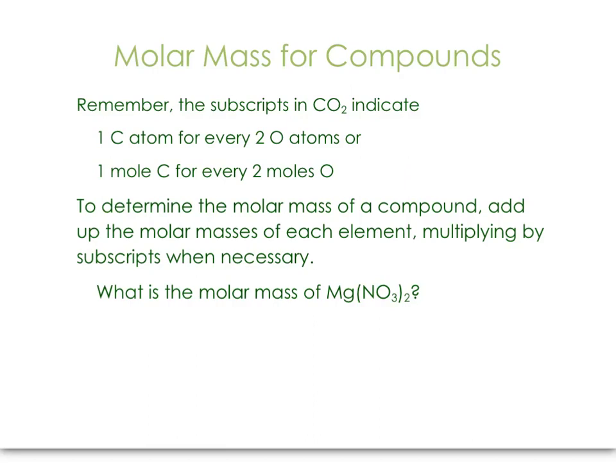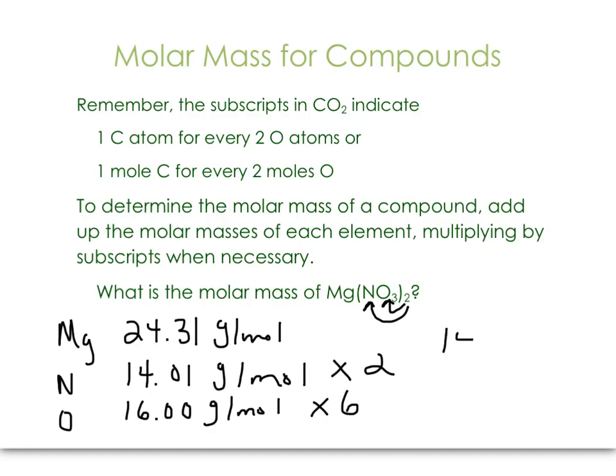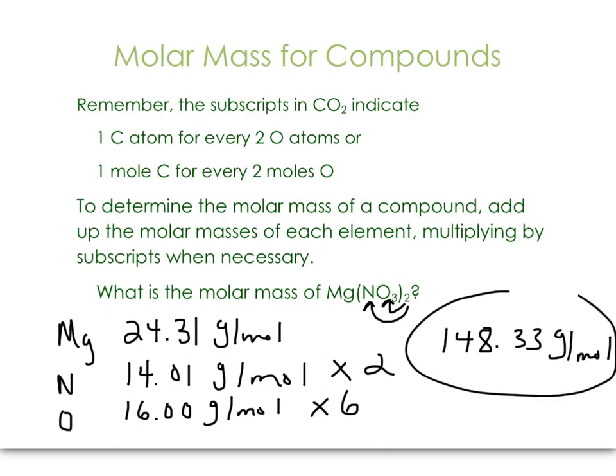So for example, what is the molar mass of magnesium nitrate? Well, we need to look at our periodic table. For magnesium, the molar mass is 24.31 grams per mole. For the nitrogen, the molar mass is 14.01 grams per mole, and there are two of those nitrogens, so times two. And then for the oxygen, 16 grams per mole is the molar mass, and there are six of those, so times six. If you add that all up, the sum is 148.33 grams per mole. That's the molar mass for magnesium nitrate.